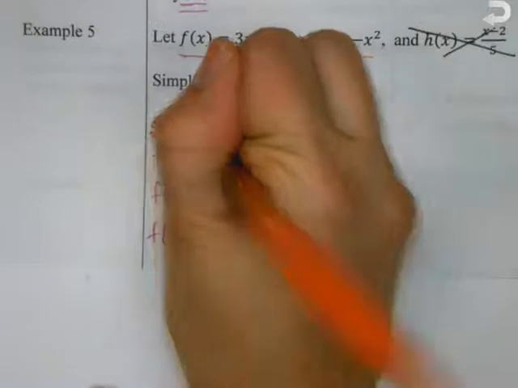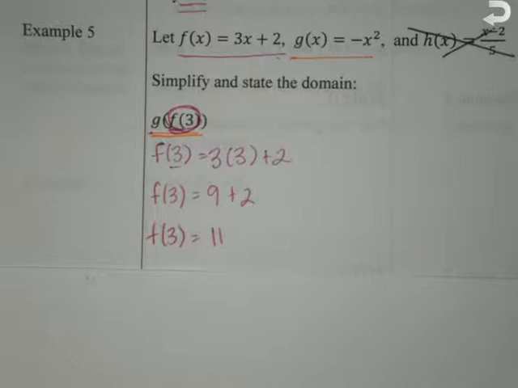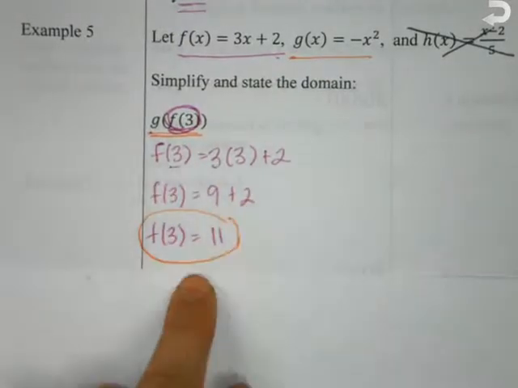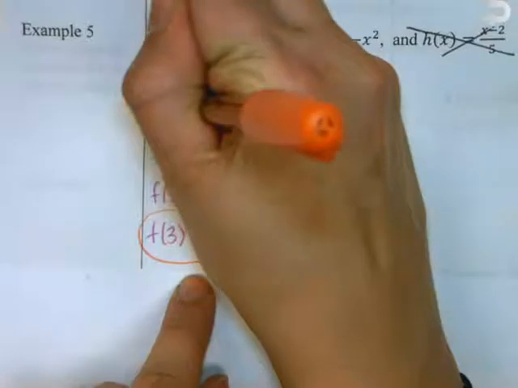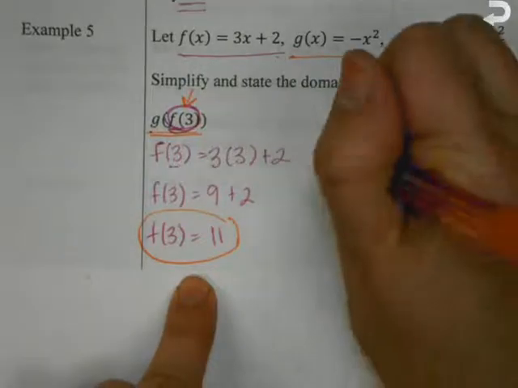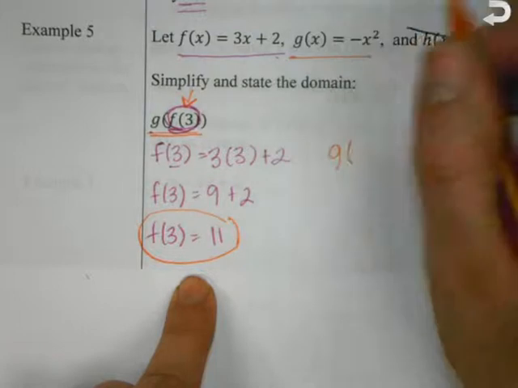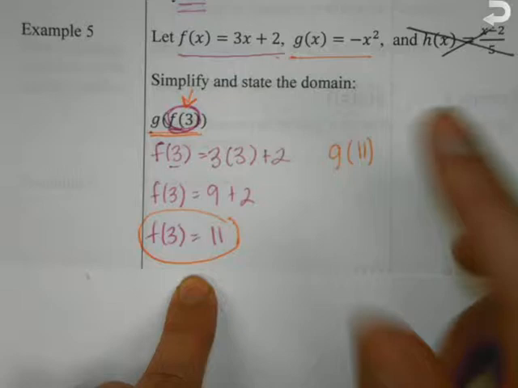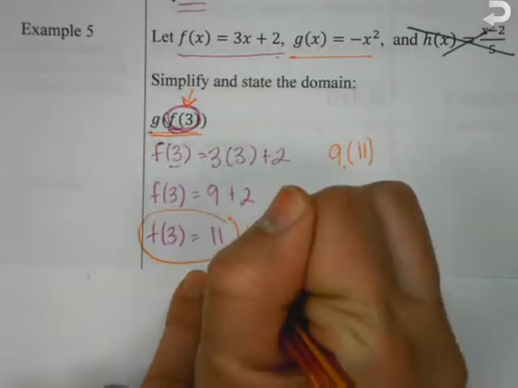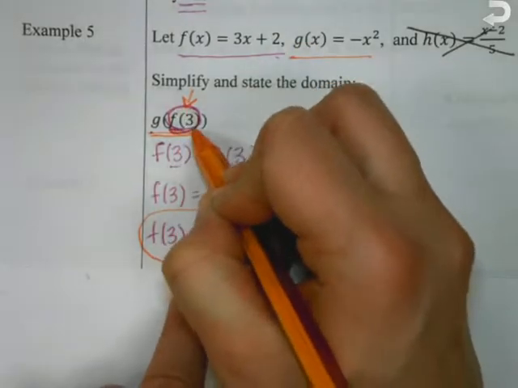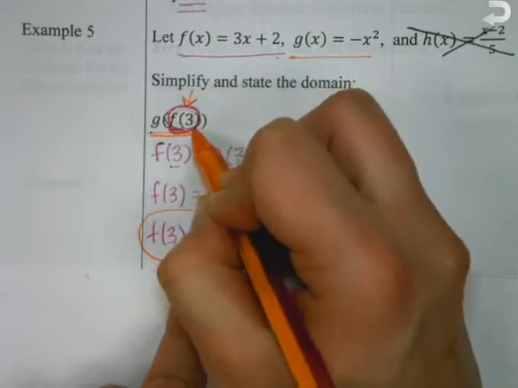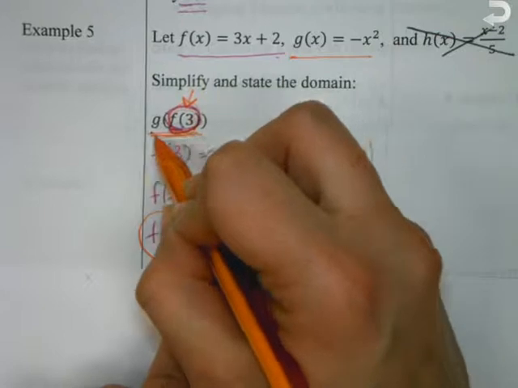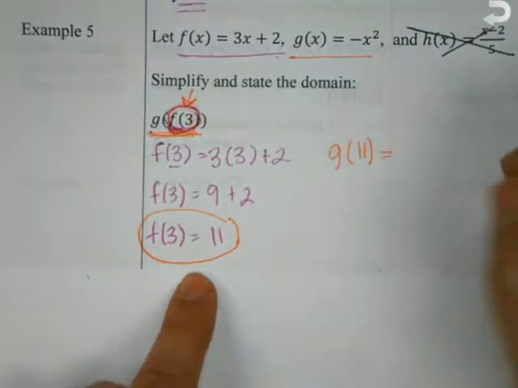Now I can take the answer from f of 3 and plug it in right here. So now I'm going to be finding g of f of 3, which came out to be 11. I take my answer of the innermost one and plug it into the outside function. So I evaluate the first function on the inside, put my answer in, and then evaluate the outside function. That's going to give me negative 11 squared using that g function.